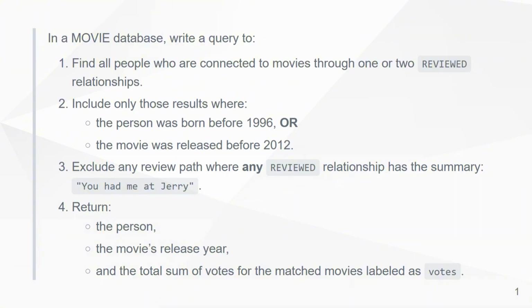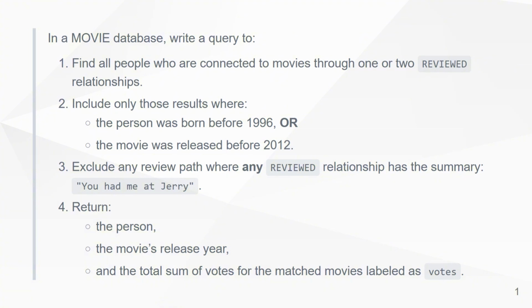Now I want to demonstrate the capability of Sierra by tackling some advanced query formations. We're given a movie database where we have to write a query to find all people who are connected to movies through either one or two reviewed relationships, and include only those results where the person was born before 1996 or the movie was released before 2012.